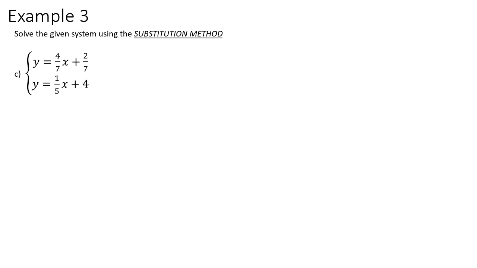Example 3, part C, solve this given system using the substitution method. So I've got two equations, and I can choose any equation, 1 or 2, and solve for either x or y. Well, that's actually already done. We have an equation that's already solved for y. In fact, we have two of them. So let's say I choose equation 2 and I solve for y, which is already done. And then I plug that into the other equation, 1, where there is that corresponding variable. That gives me this.